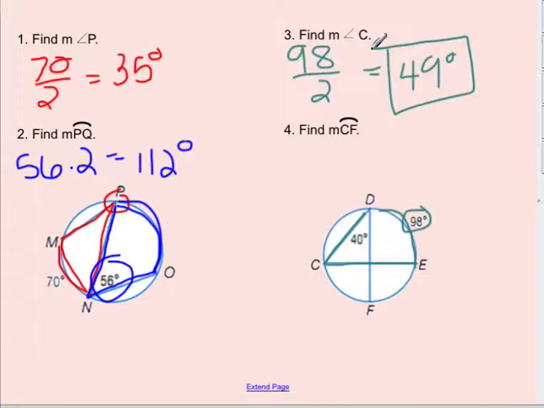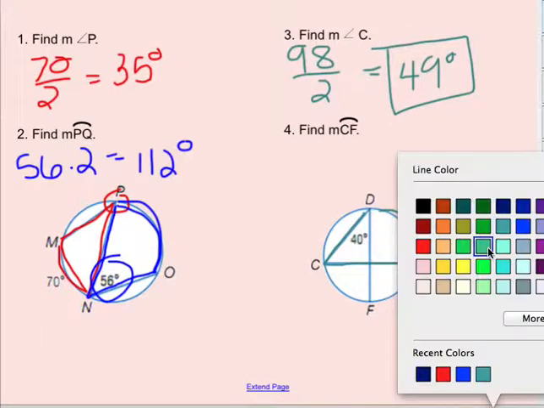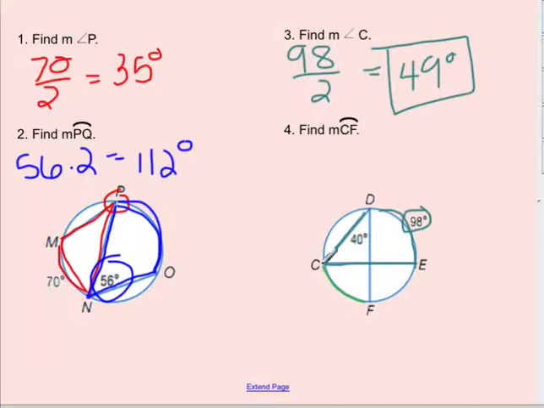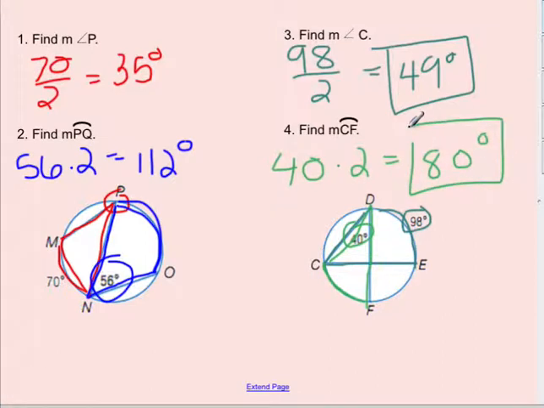Next, let's take a look. We want to find the arc measure CF. Whenever it asks me for an arc measure, I see if I can find an inscribed angle that's associated with it. I notice that angle D is an inscribed angle of the arc CF, and it has a measure of 40 degrees. So to get the arc measure, I take the degree measure and multiply it by 2. So that means the arc measure is 80 degrees.